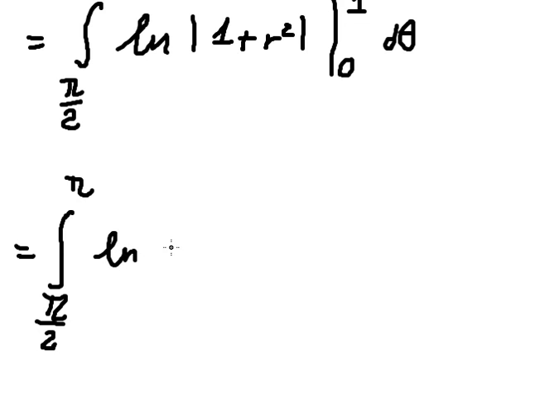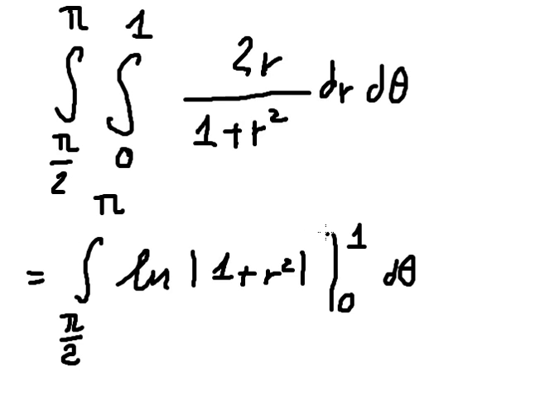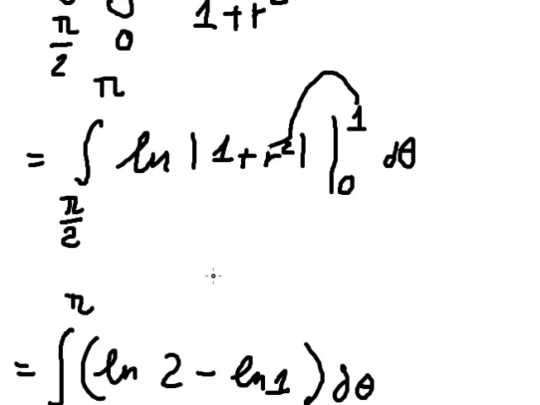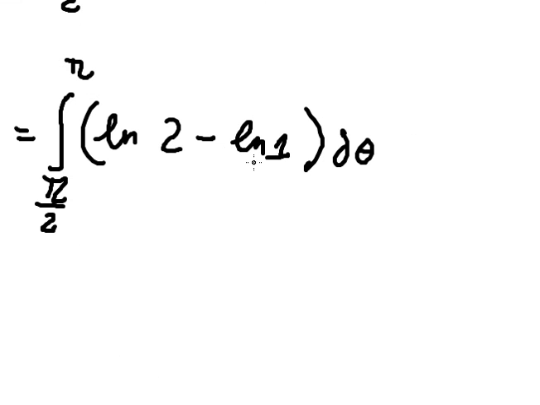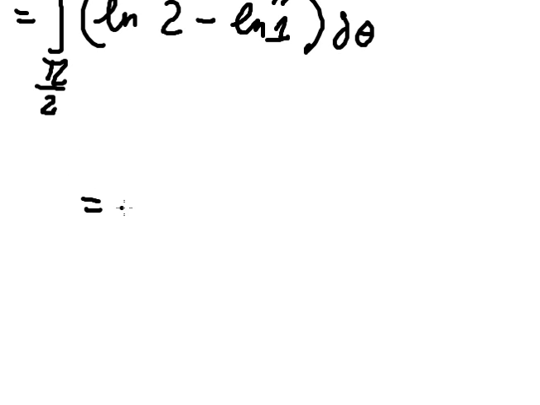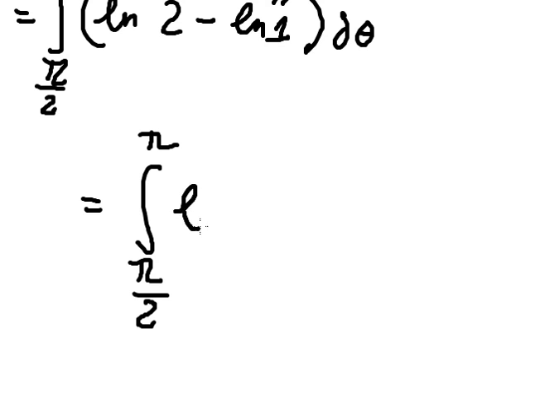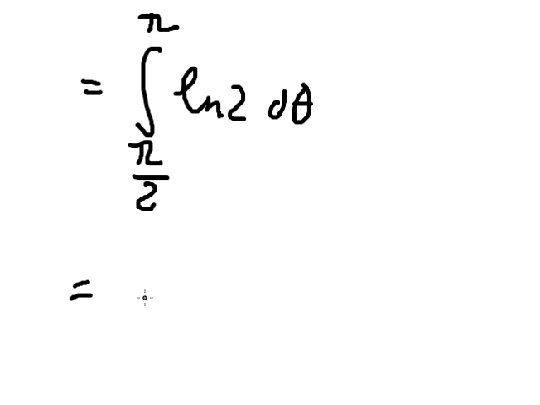We have ln of 2 minus ln of 1. Because 1 and 1 plus 1 squared, we have ln 2. 0 here, so we have ln 1. So ln 1 equals 0. And now we have the final answer.